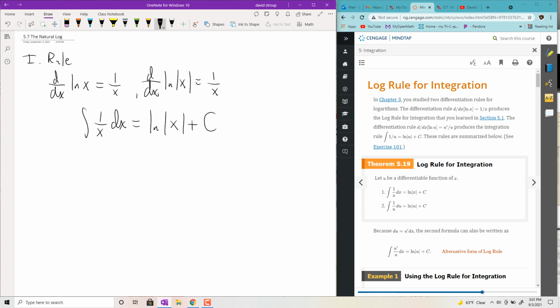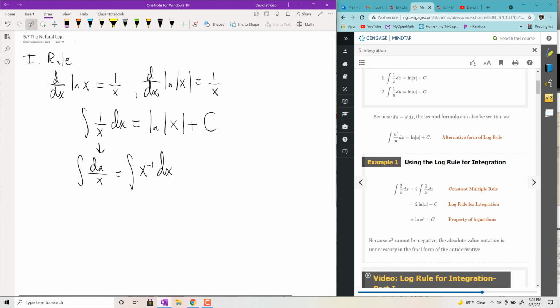Okay? Be aware that we can always rewrite this integral in different ways. You could write it as dx over x. You could write it with a negative exponent, x to the negative 1 dx. Okay, so just be careful.